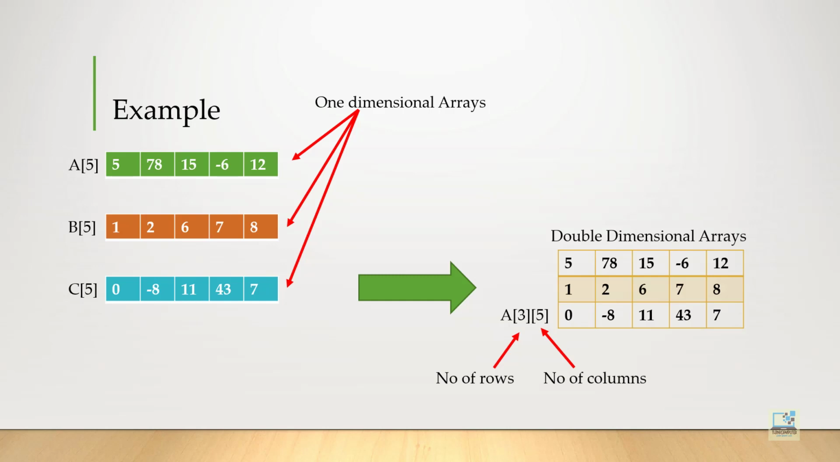Order means the number of rows and columns. Always the number of rows is written first and then the number of columns. So by saying 3 by 5, I mean 3 rows and 5 columns.